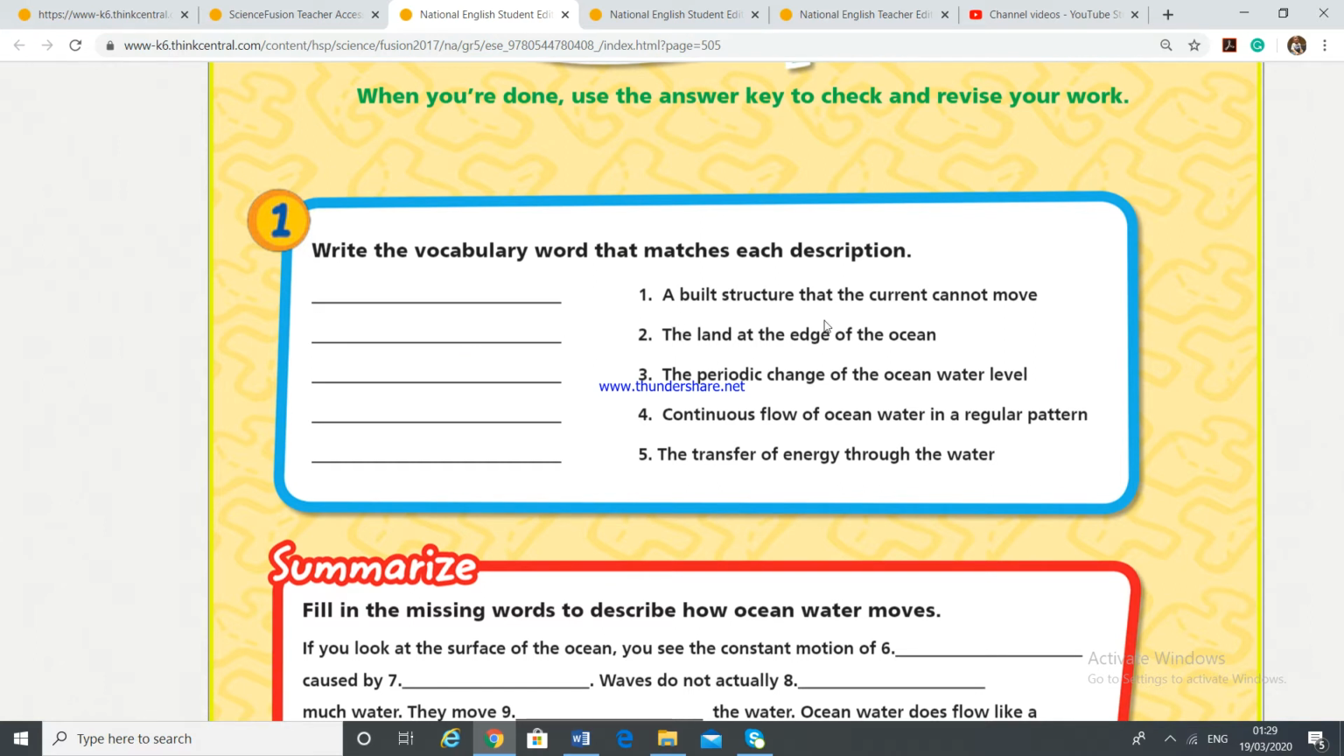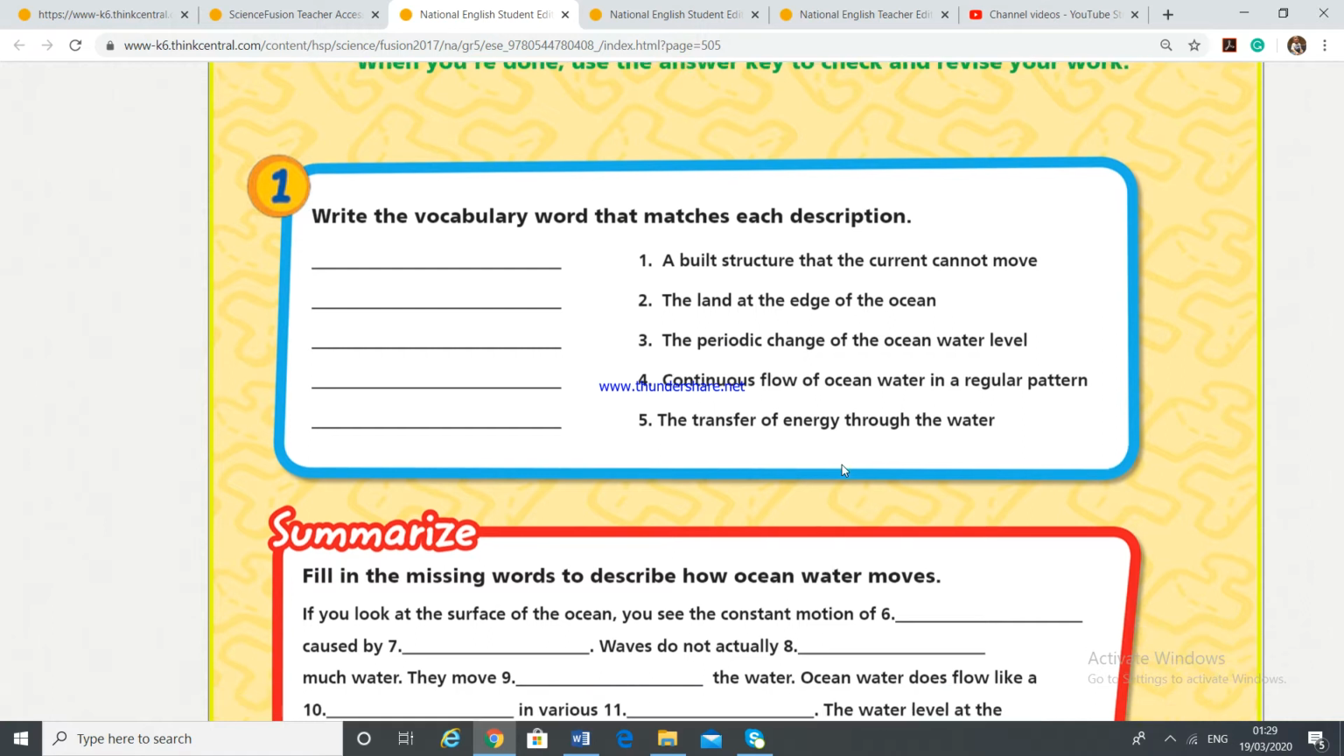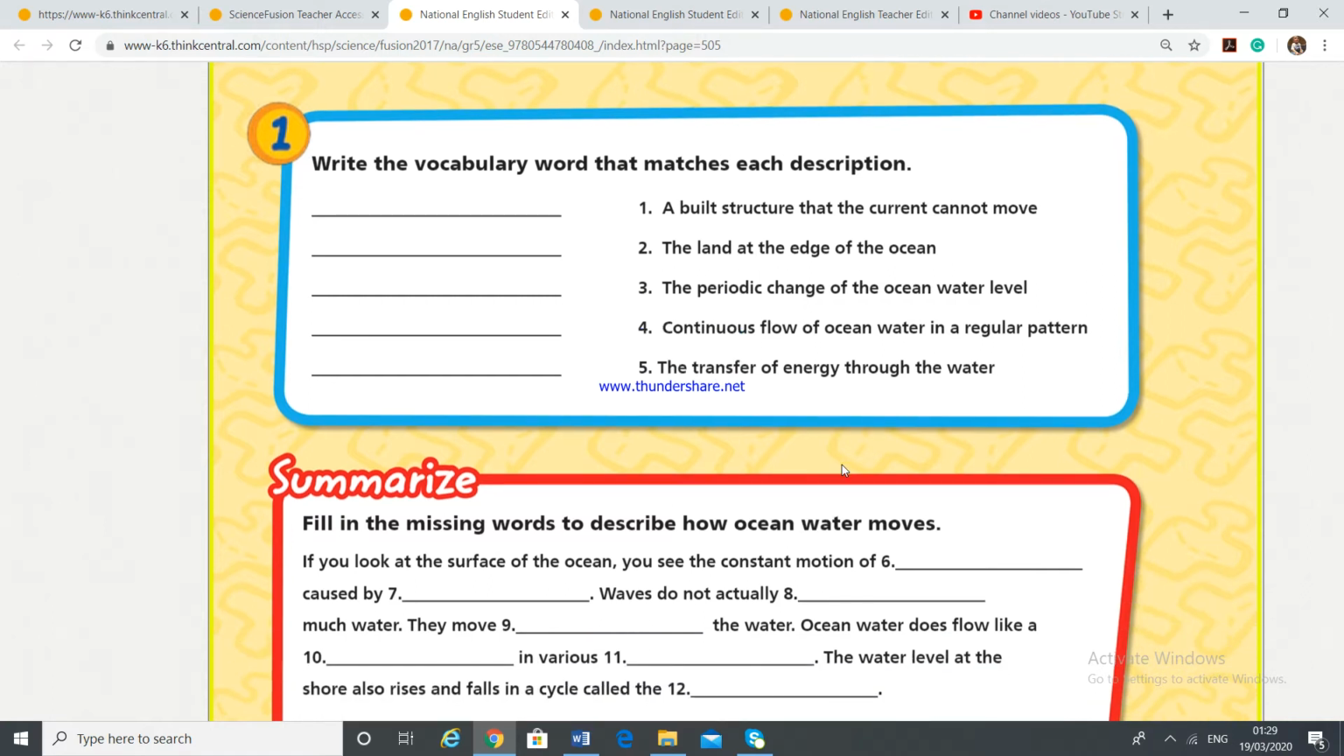And the land at the edge of the ocean, where you love to play, is called, of course, seashore or shore. And if there is some change in the water level from up to down, it's tide. Continuous flow of ocean water in a regular pattern. Remember, water and regular pattern, these two words will make up a current. And transfer of energy through water is a wave. It's an up and down movement and it's transfer of energy through water.